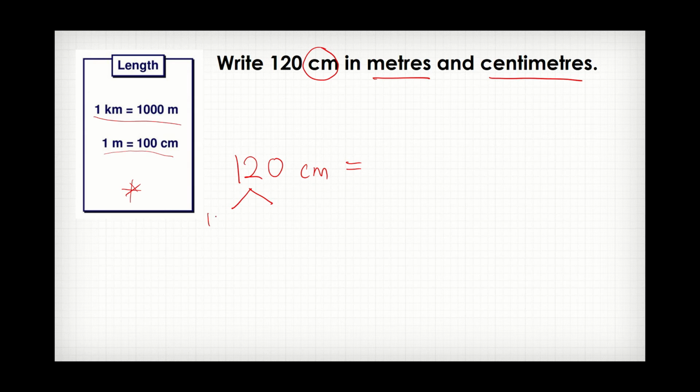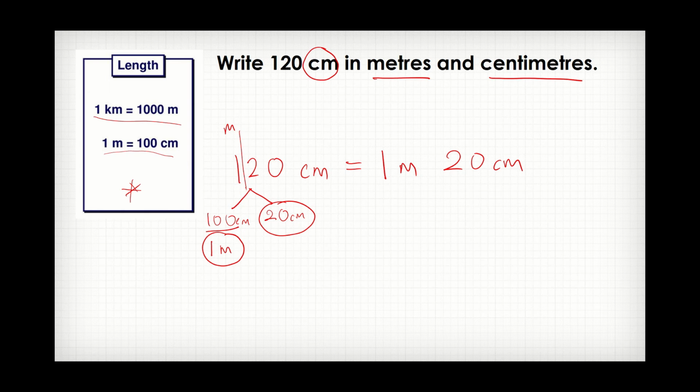120 is equal to 100 and 20. 100 centimeters will be equal to 1 meter. So, my final answer will be 1 meter and 20 centimeters. For some of you who are faster, you can see that the number in the hundreds place will tell you how many meters there are, whereas the number in the tens and ones place will tell you how many centimeters there are.